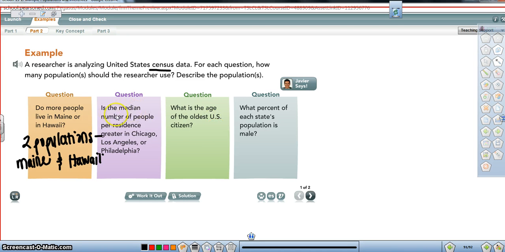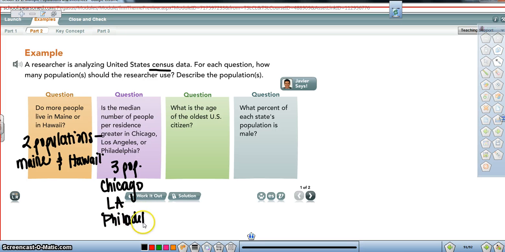Is the median number of people per residence greater in Chicago, Los Angeles, or Philadelphia? Well, we would have to find the median number of people per residence in Chicago. We would have to find the median number of people per residence in Los Angeles, and we would have to find the median number of people per residence in Philadelphia, and then we could compare them. So this would be 3 populations, Chicago, LA, and Philadelphia.